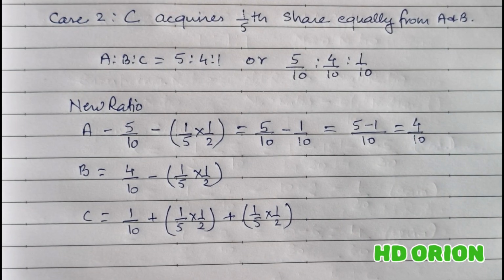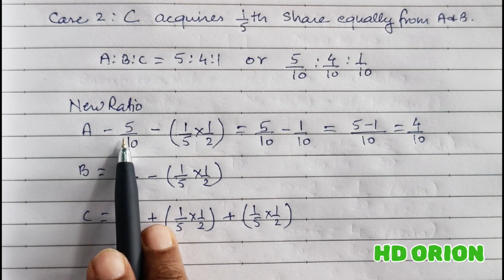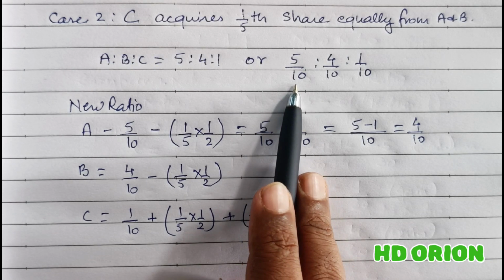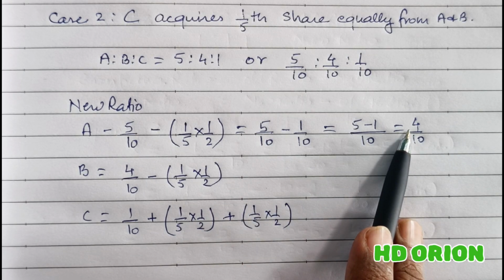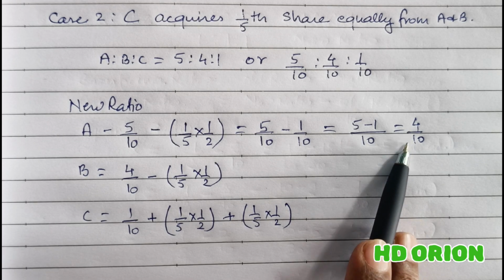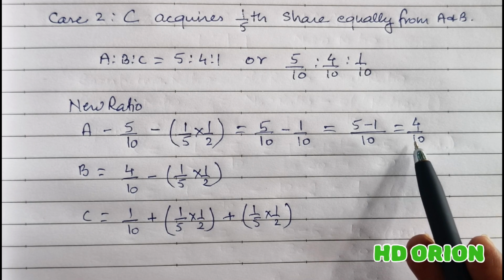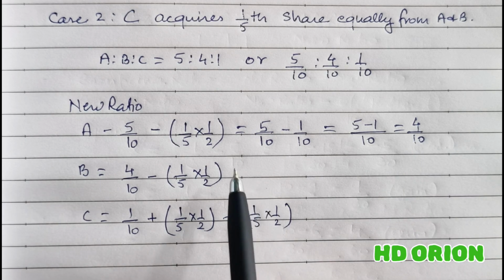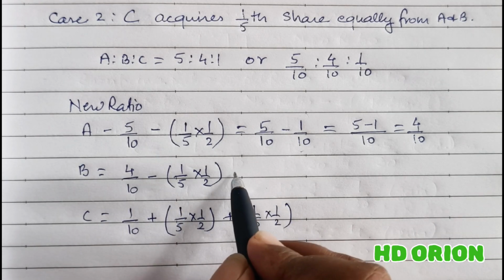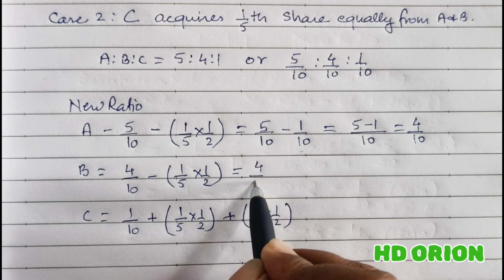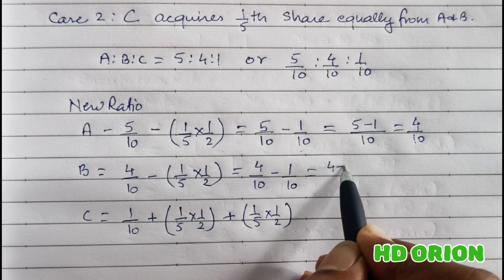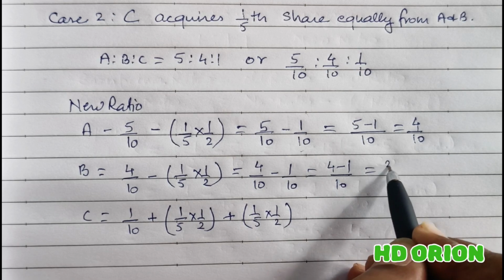which is equal to 4/10. So you can understand here that A was earlier getting 5 by 10, but now because of his sacrifice to C, he is getting 4 by 10, which is less. So straightforward, you can understand that A has sacrificed something. Okay. And orally also you can understand that he has sacrificed 1 by 10. Now for B, it is 4 by 10 minus 1 by 10. So it is 3 by 10.